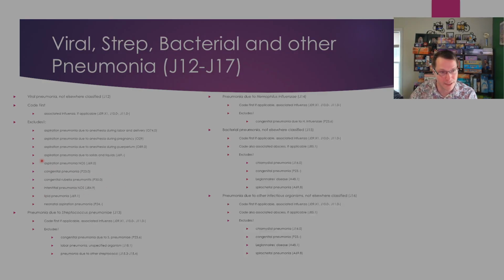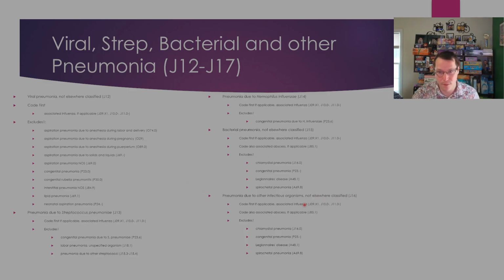As you can see, it's almost all pneumonia codes. So you can see this section gets really specific, where the viral pneumonias and such are broken down into specific ones even further. So we have a viral pneumonia code, we have a pneumonia due to strep code, we have pneumonia due to Haemophilus influenzae, we have bacterial pneumonia not elsewhere classified, and finally pneumonia due to other infectious organisms.